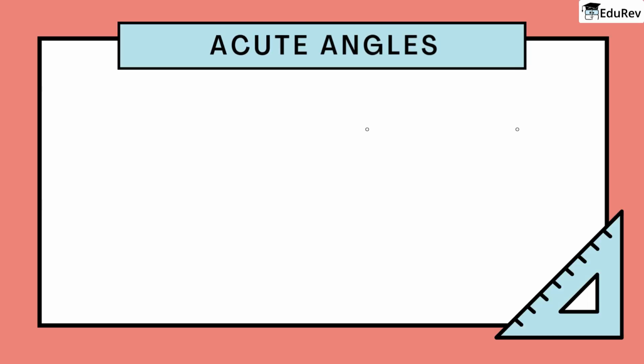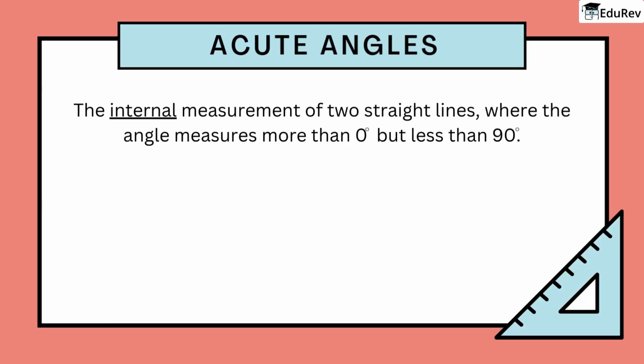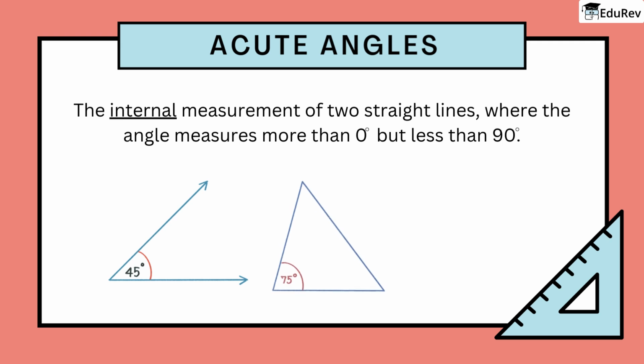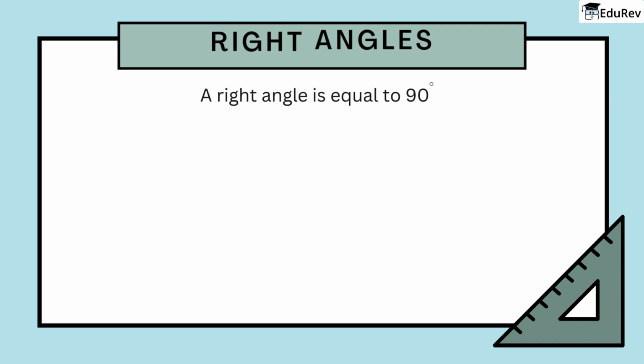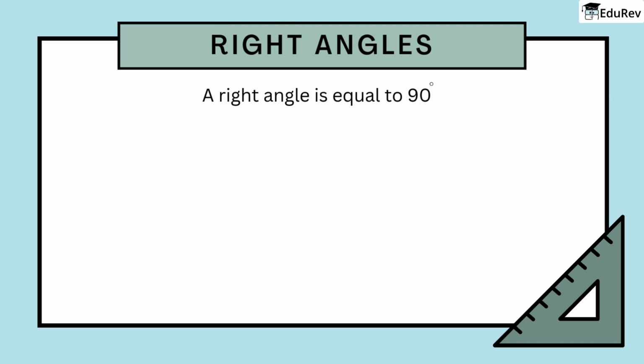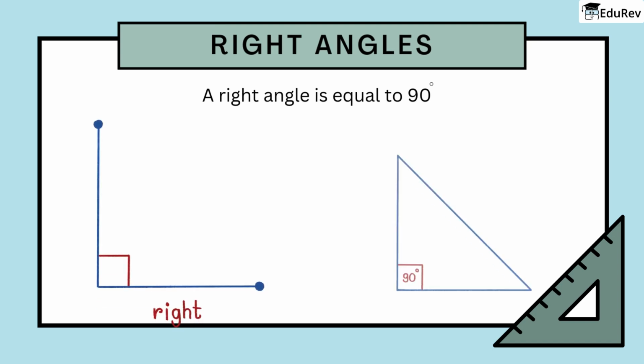Let's look at acute angles. The internal measurement of two straight lines, where the angle measures more than 0 degrees but less than 90 degrees, can be something like 45 degrees, 75 degrees, or 60 degrees. A right angle is equal to 90 degrees, which is the perfect corner you see in squares and rectangles.